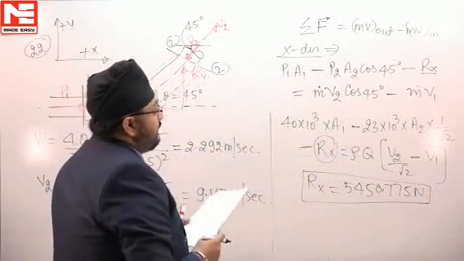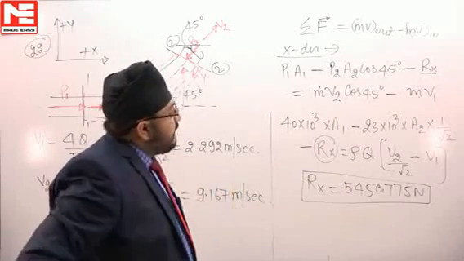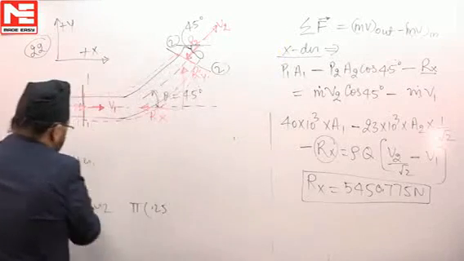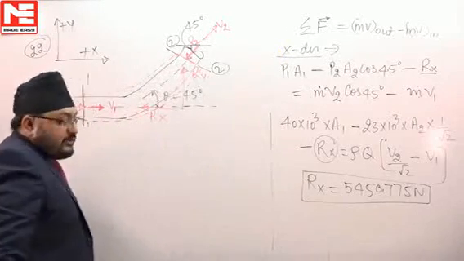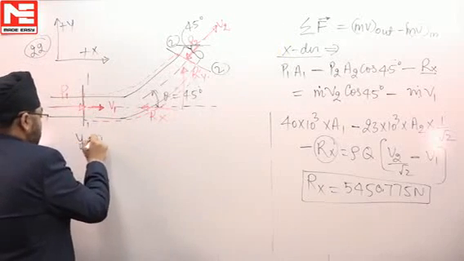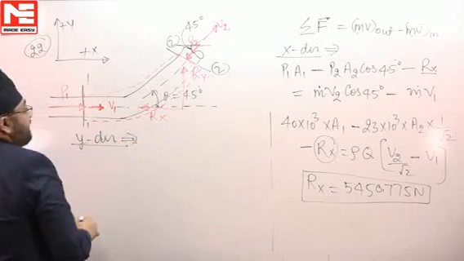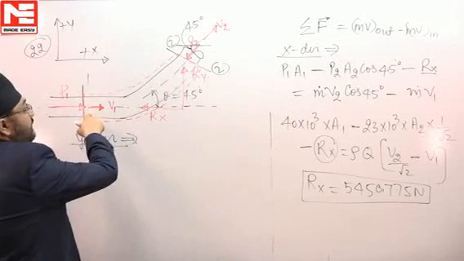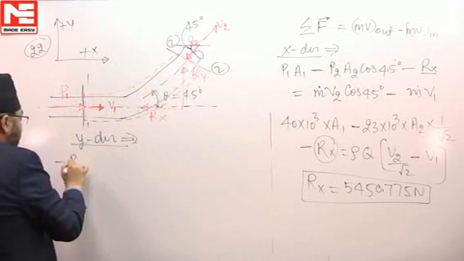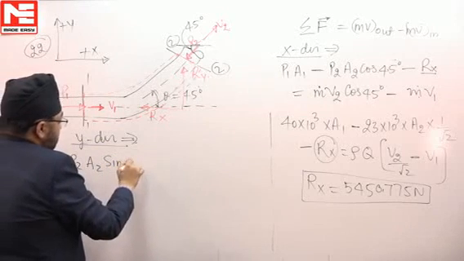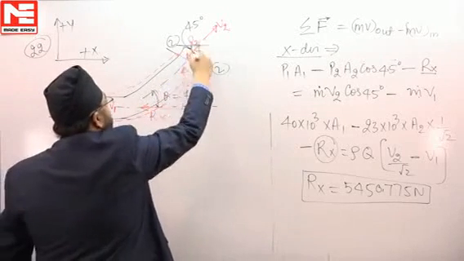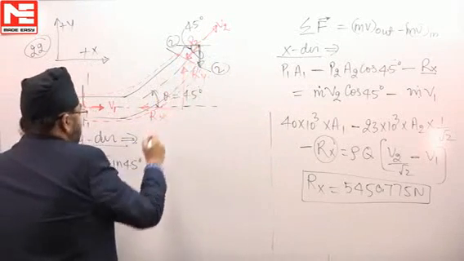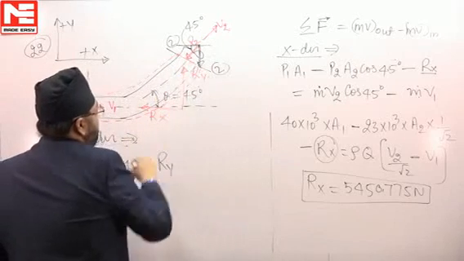Similarly, we can find the value of Ry. Now we have to use this relation in the y direction. If we use this equation in the y direction, there is no pressure force at the inlet in the y direction. Here it will be minus P2 A2 sine 45 degrees. This pressure force's vertical component will be in the downward direction, so it is negative y direction, so minus, and then plus Ry, the reaction force.